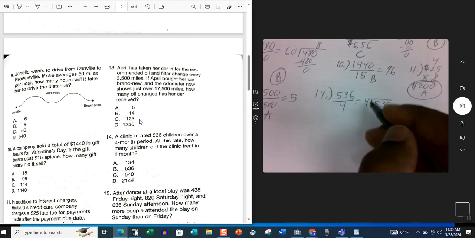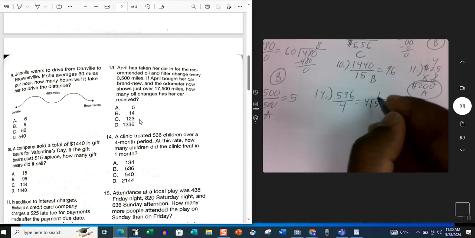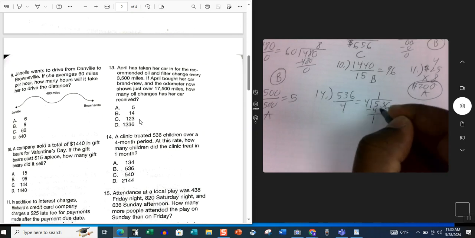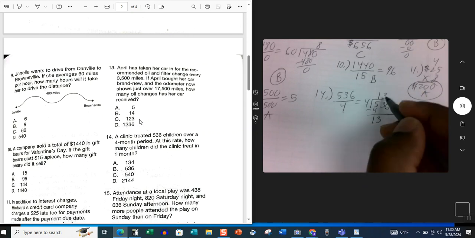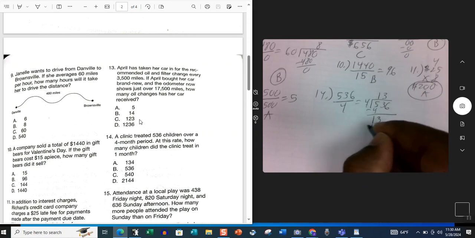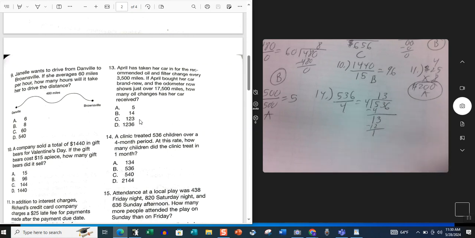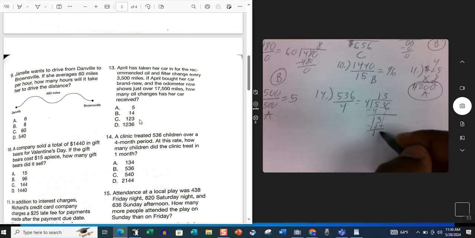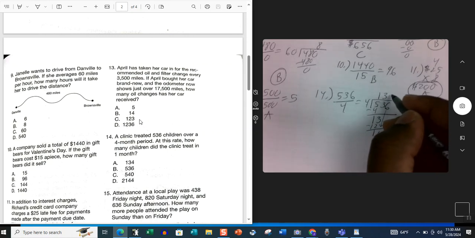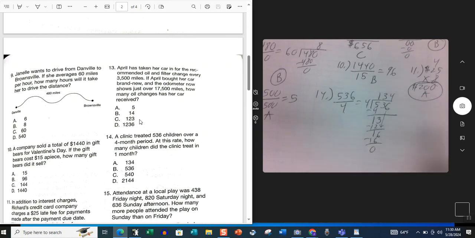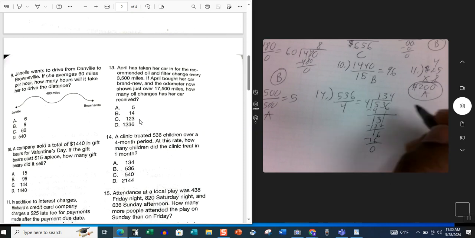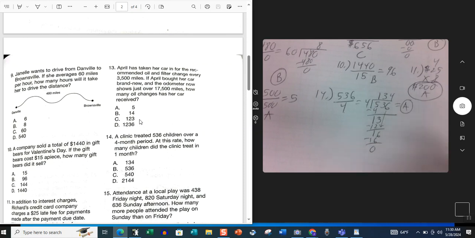4 goes into 5 once. 4 times 1 is 4. 5 minus 4 is 1. Bring down our 3. 4 goes into 13 3 times. 3 times 4 is 12. 13 minus 12 is 1. Then we'll bring down this 6. 4 goes into 16 4 times. 4 times 4 is 16. There is no remainder. So our answer here is 134, which is A.